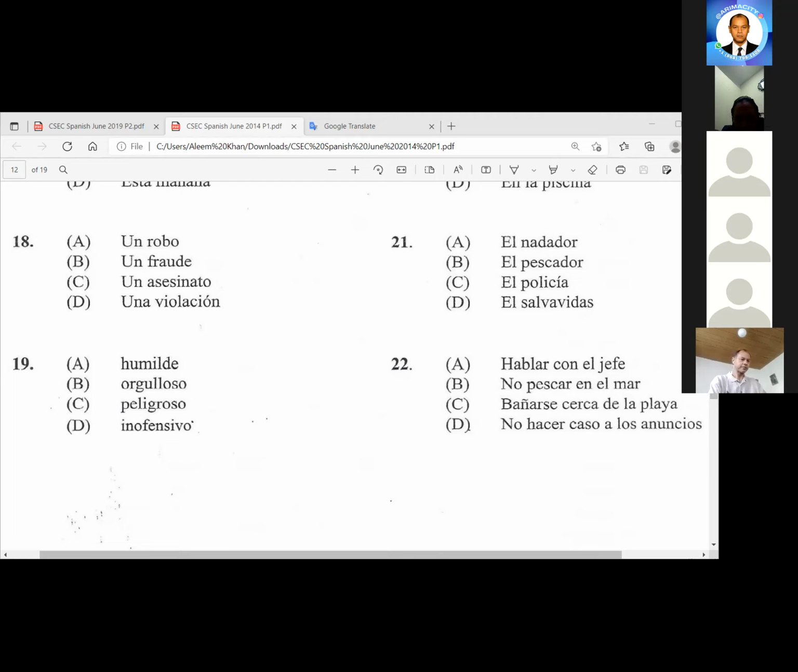So we will put here the sentence, and then you hear the sentence twice, and then you hear the question, right? So, en la playa, alguien le dijo a la chica que no nade en el fondo del mar.